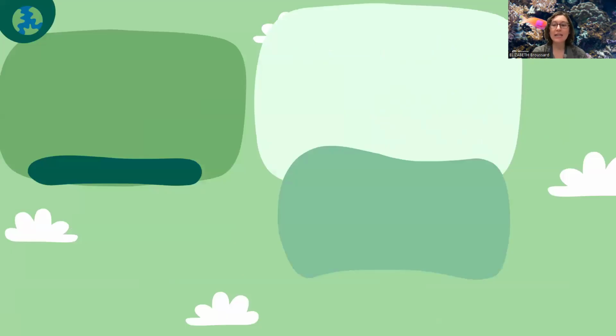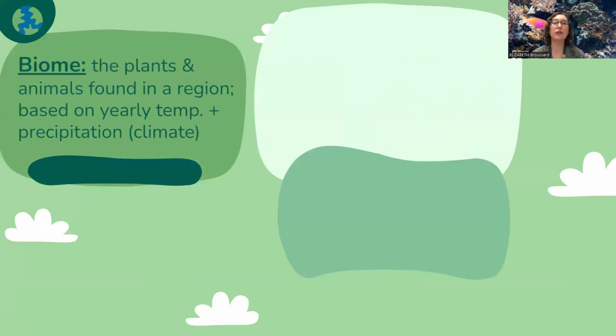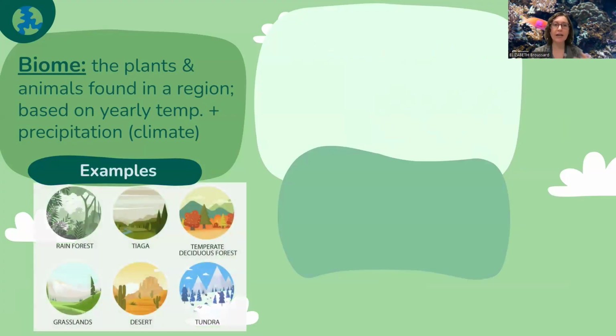Okay, moving along. When we're thinking about a biome, we are essentially looking at a region that is characterized by distinct temperature and precipitation yearly averages. When you're comparing a tropical rainforest to a desert, there are very distinct patterns in terms of temperature and precipitation. It's those two defining factors that define a biome.